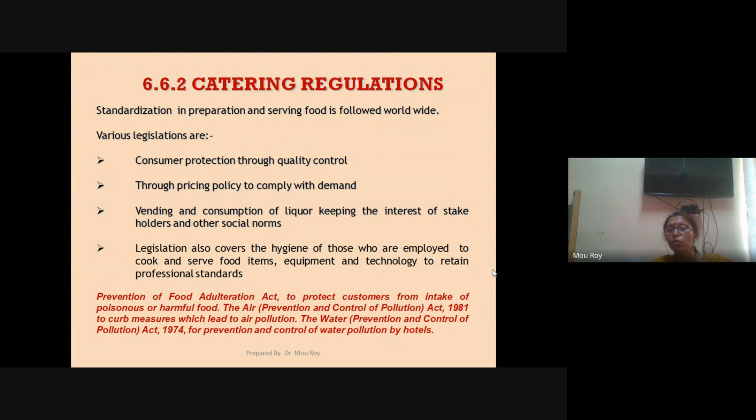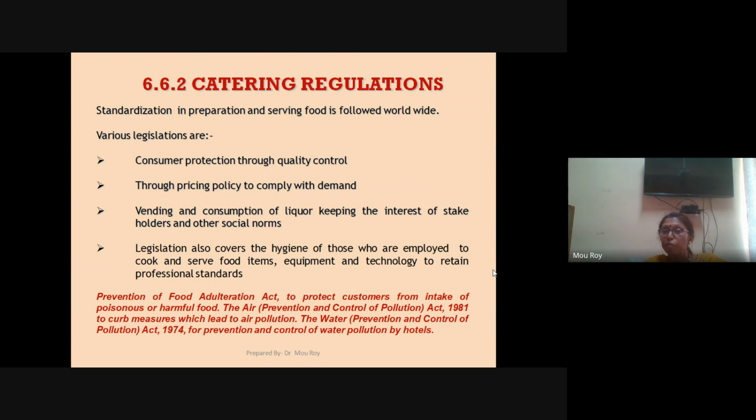That is the reason if you are employed in a hotel in the F&B department, the food and beverage department, where you have to prepare food and serve it to the guests. Since you'll be handling food products, consumable items, equipment and technology, it should cover your hygiene. From the hygiene point of view, there are some legislations which help the management and the industry to retain the professional standards.